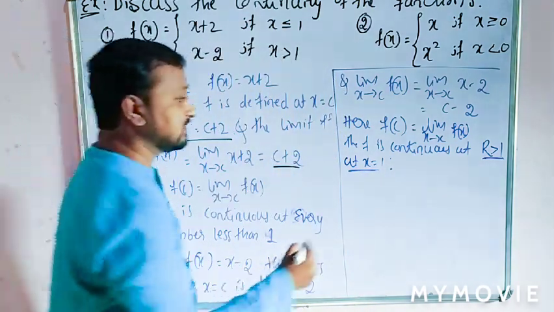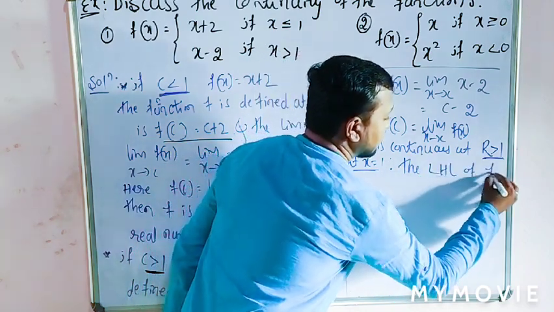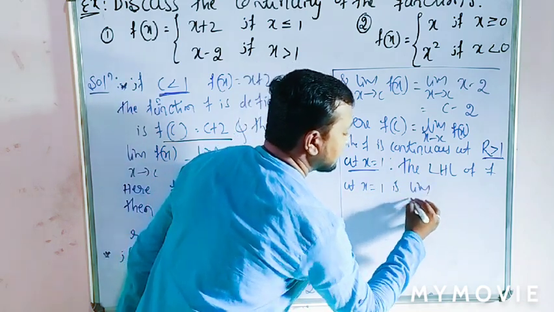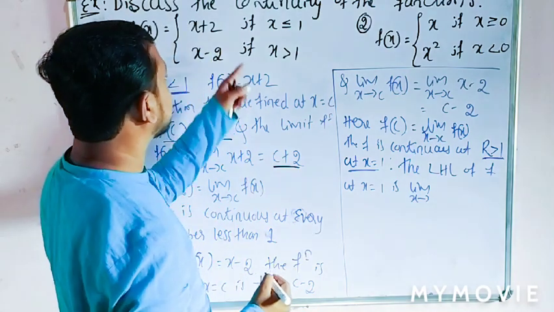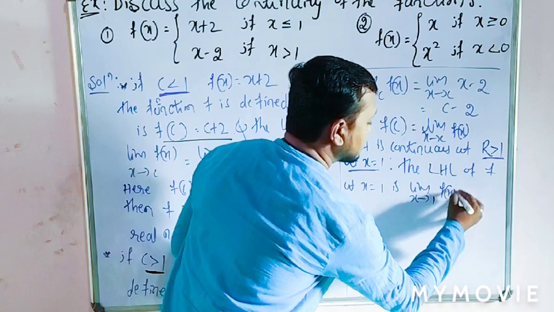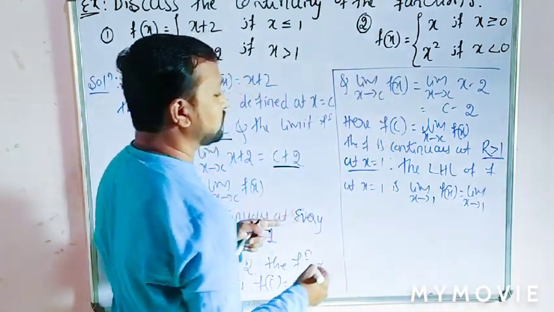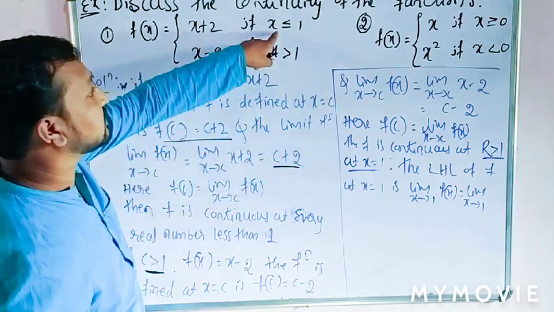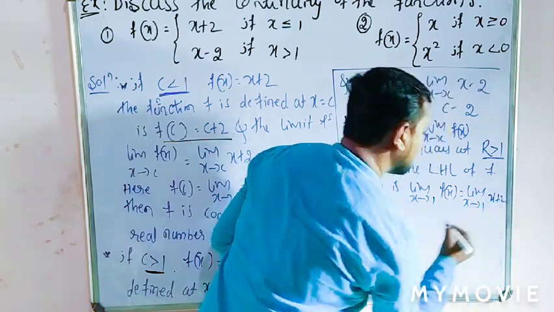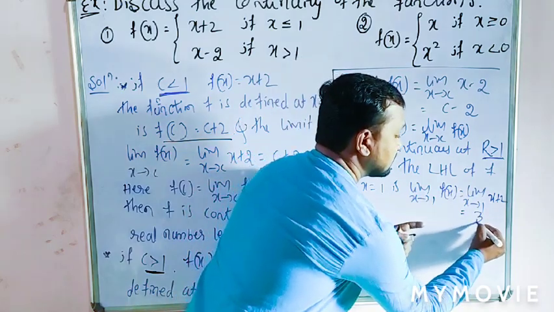So same LHL, RHL. The LHL of f at x equal to 1 is the limit as x tends to 1 of f of x. What is your f of x? What is your LHL corresponding to this one? This is the LHL, that is x plus 2. So the answer, as x tends to 1, is 3.